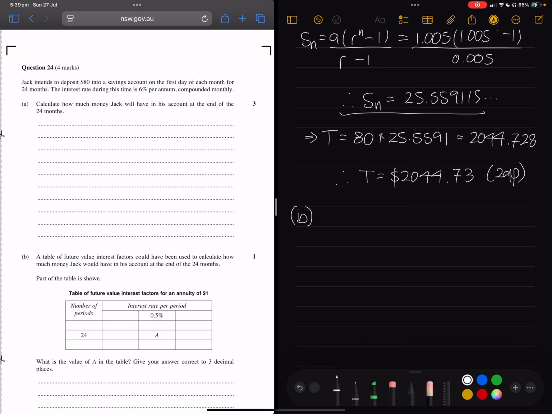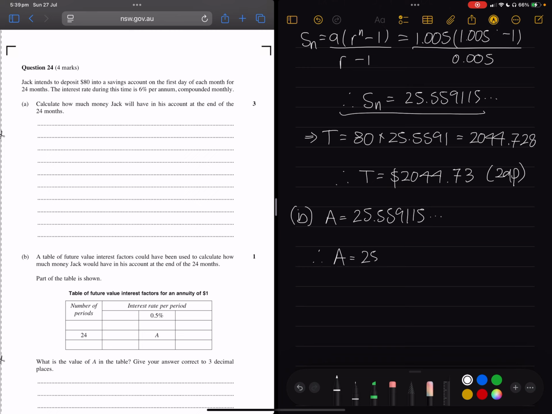Because when you use a table of values, you need to multiply the value in that table by the number of dollars in the annuity. So there are $80, so you've got to multiply that number by 80 to get the total. Well, we multiplied the sum of terms by 80 to get the total. So this means A must be equal to 25.559115..., because that's the multiplication factor, right? That's the factor required to get the total. So that's the value, 3 decimal places.